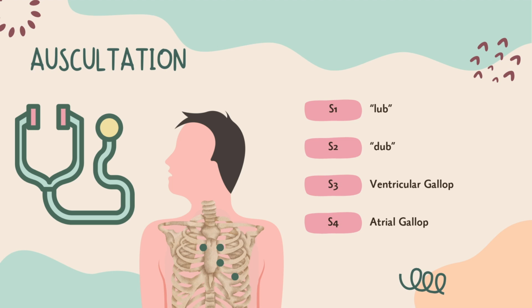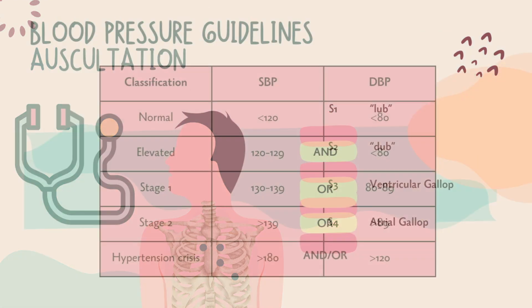So S3 is called a ventricular gallop, which is associated with heart failure, but can be common in athletes and pregnancy as well. S4 is called an atrial gallop, and it is associated with hypertension and heart attack.